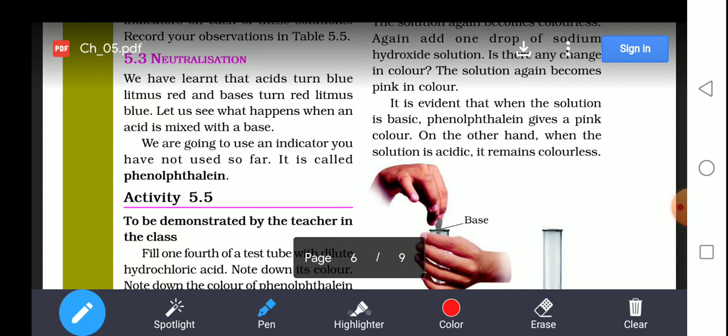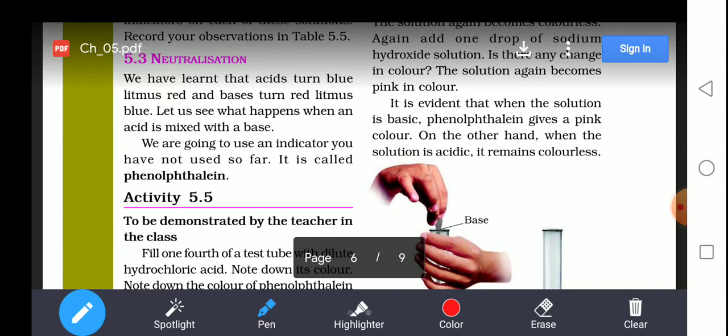So we have learned that acids turn blue litmus red and bases turn red litmus blue. This is an important point we have to know. When you dip blue litmus paper into an acidic solution, it converts into red color. Here, red litmus turns into blue. According to this demonstration, we learn whether a solution belongs to acid or base.